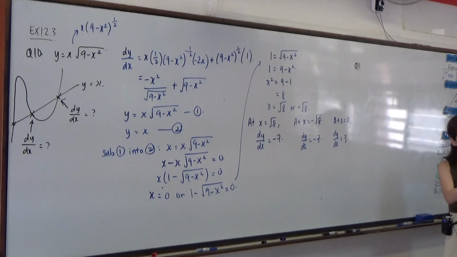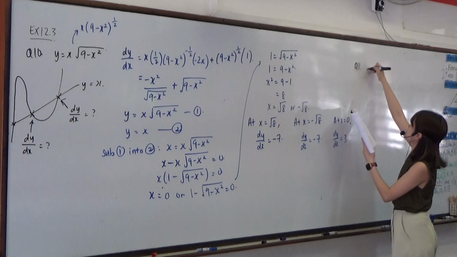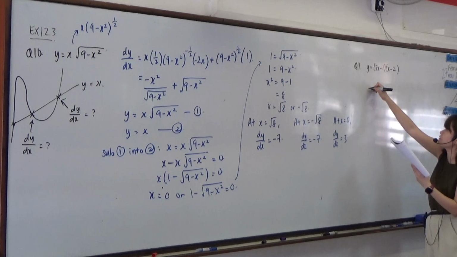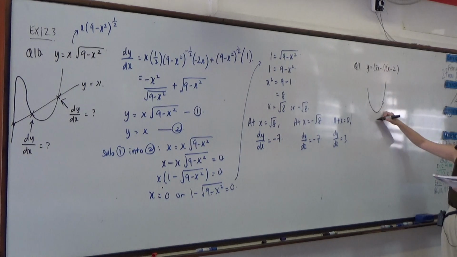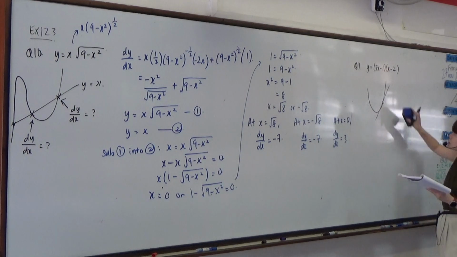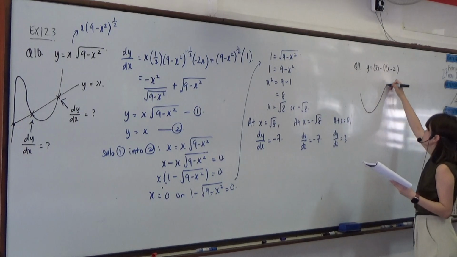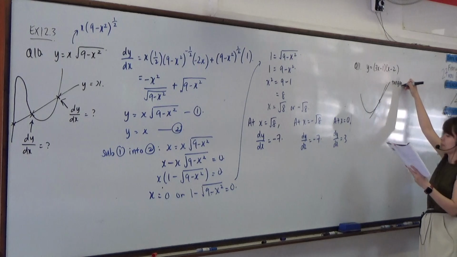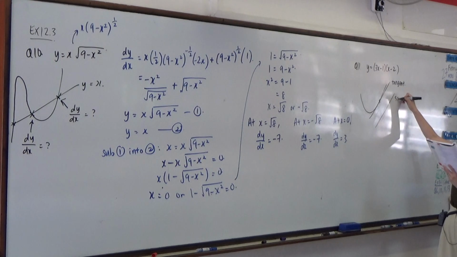Question 11 says we want to find the coordinates of the point on the curve at which the tangent is parallel to the line 5x minus y equals to 0. So we have this curve. It should be quadratic since this is a quadratic function. At somewhere, the tangent is going to be parallel to the line 5x minus y equals to 0.